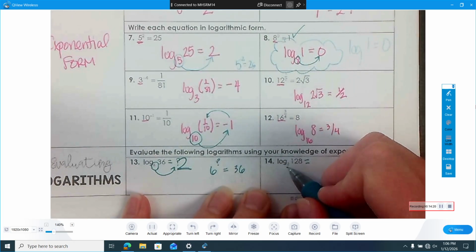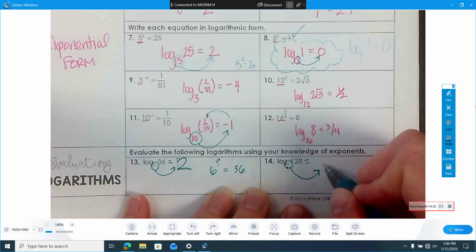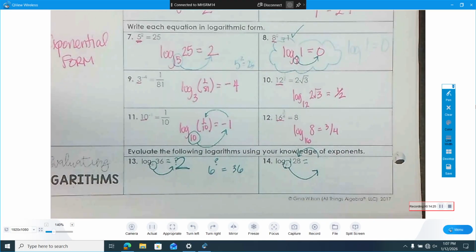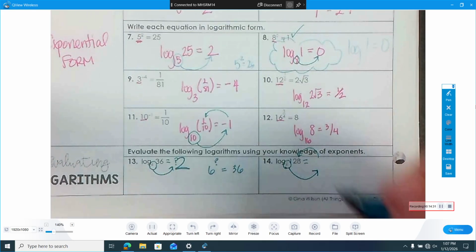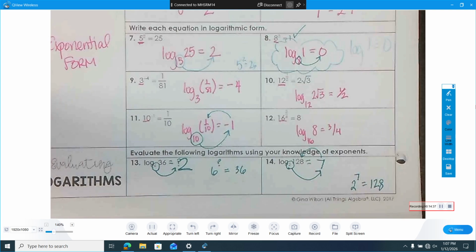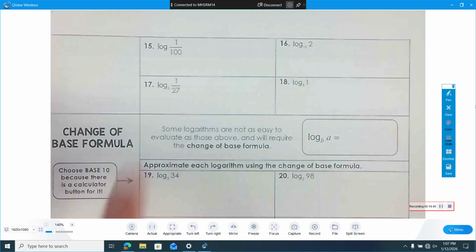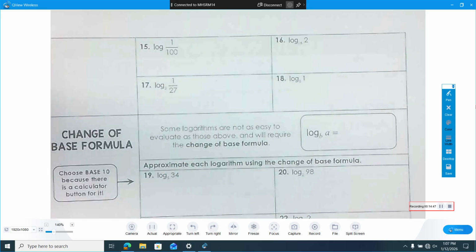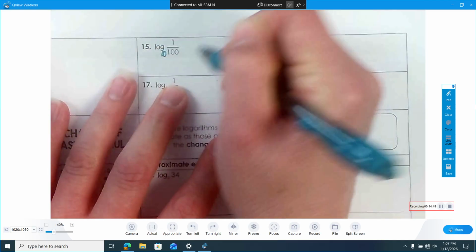So again, here, I'm starting with the 2. 2 to what power equals 128? 2 to the 7th, because 2 to the 7th equals 128. Can you use your calculator to double check? Sure. Turn the page. Hey, what's the base on number 15? 10. There's nothing there. It's a base 10.